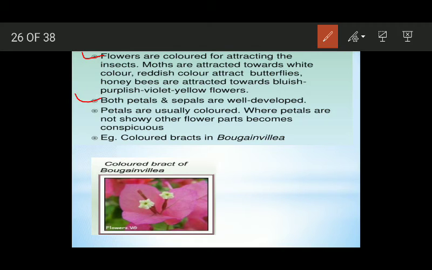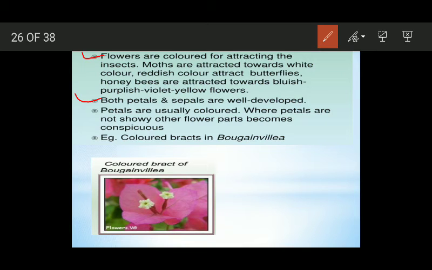Both petals and sepals are well developed in case of entomophilous flowers because the flowers need to be very strong. They need to attract the insects, so that is why sepals and petals are well developed. Petals are usually colored. However, there are some instances where petals are small in size and not showy. At those times the other flower parts become conspicuous, more apparent.